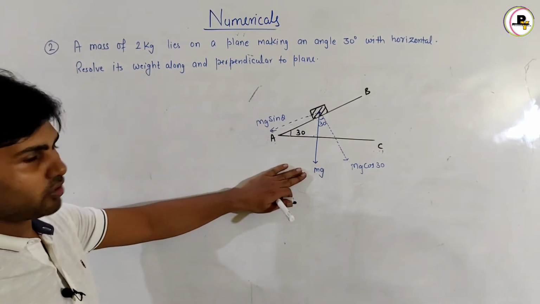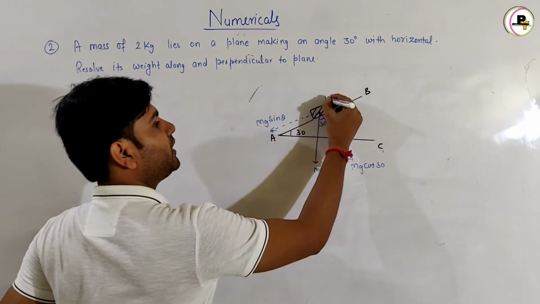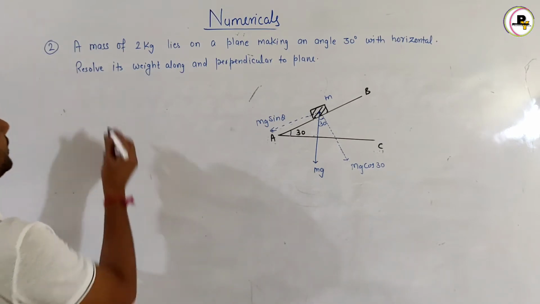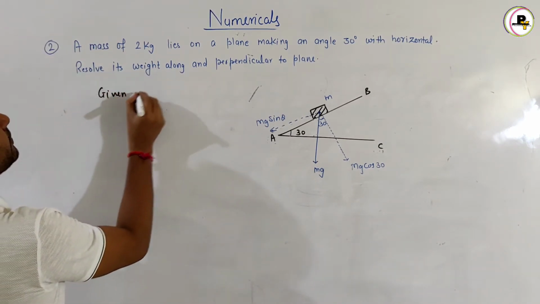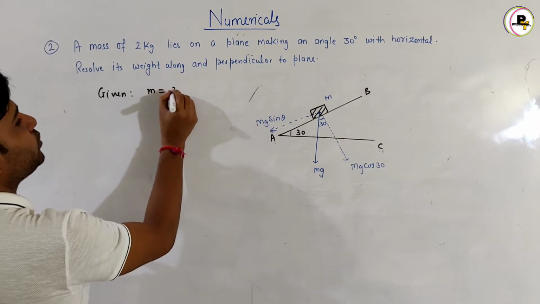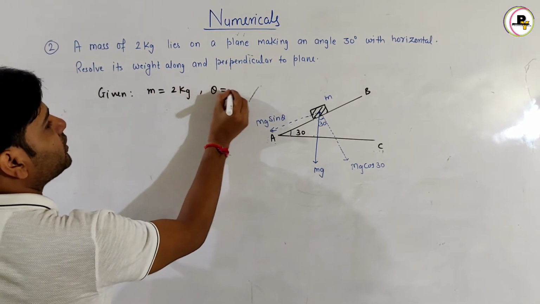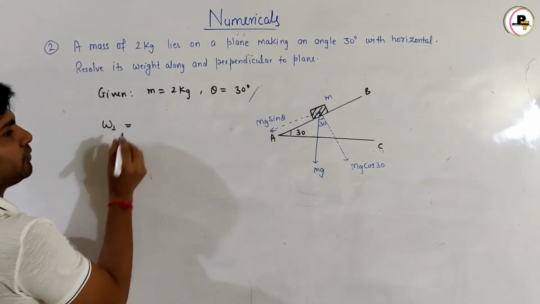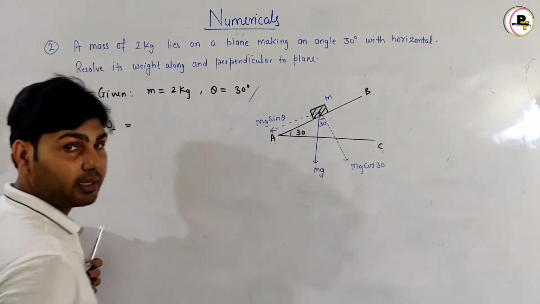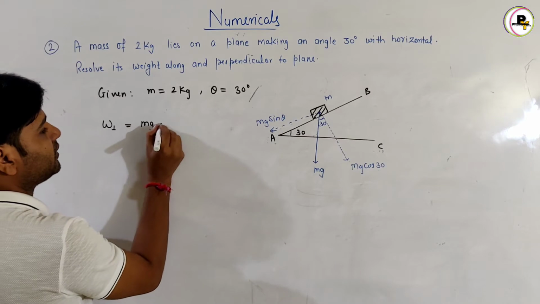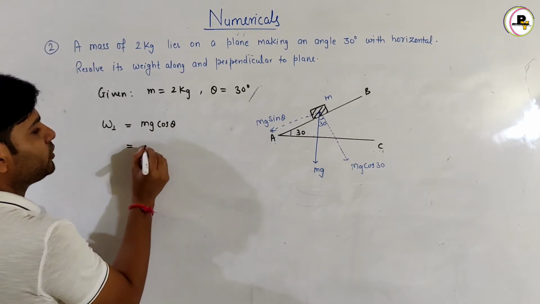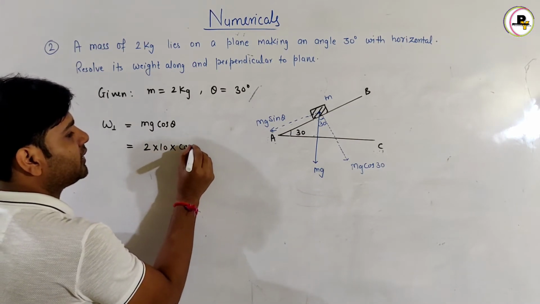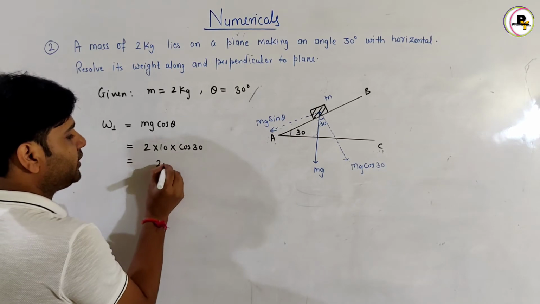So these are the two components of mg, which is the weight of this block of mass small m, and m is given, it is 2 kg. So first of all, I will write here the values given that m equals 2 kg and theta equals 30 degrees. So the perpendicular component of the weight, perpendicular to what? Perpendicular to the plane AB, is mg cos theta. So m equals 2, and if I take g as 10 and theta is 30, so I get what? 20 into cos 30.